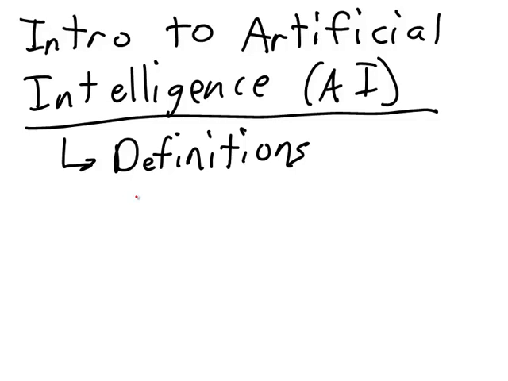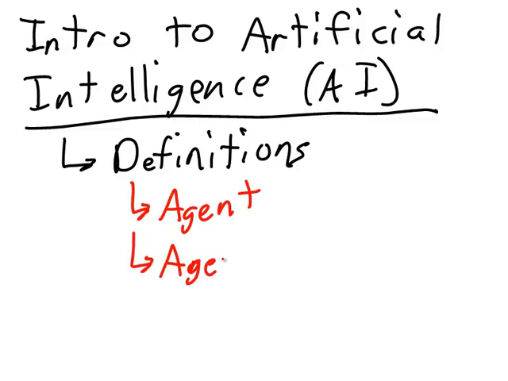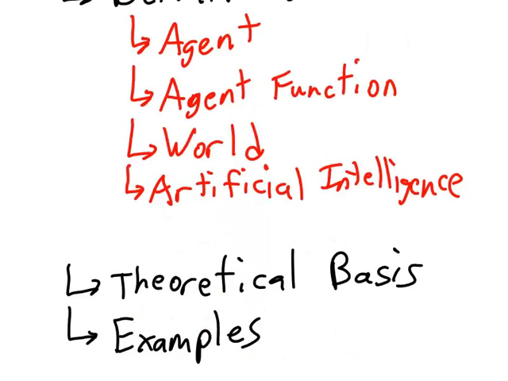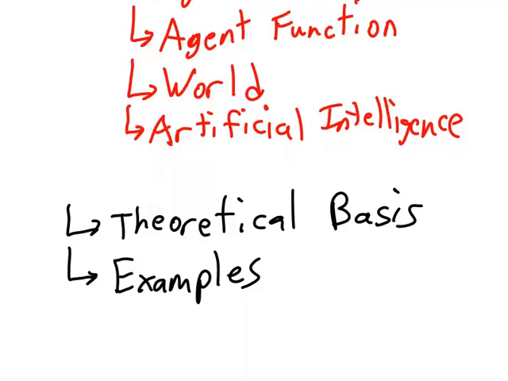Now that we understand the definitions of some key terminology, including agent, agent function, the concept of a world, and the overall meaning of the term artificial intelligence, let's move on to the second part, theoretical basis for artificial intelligence.